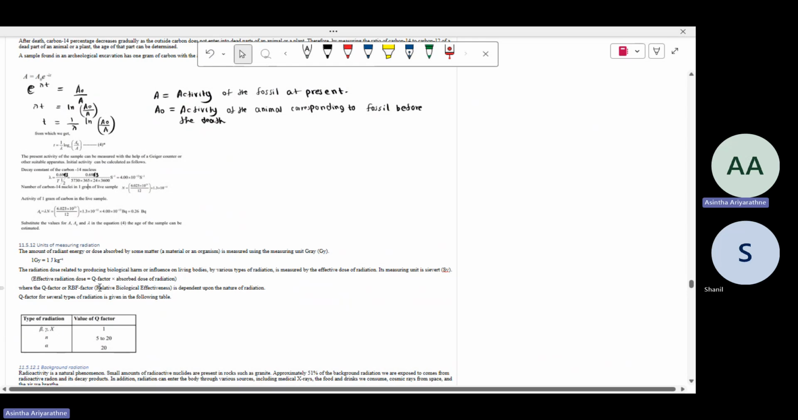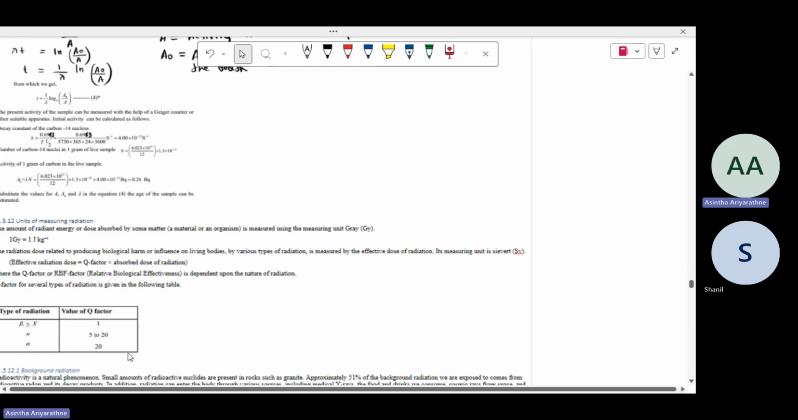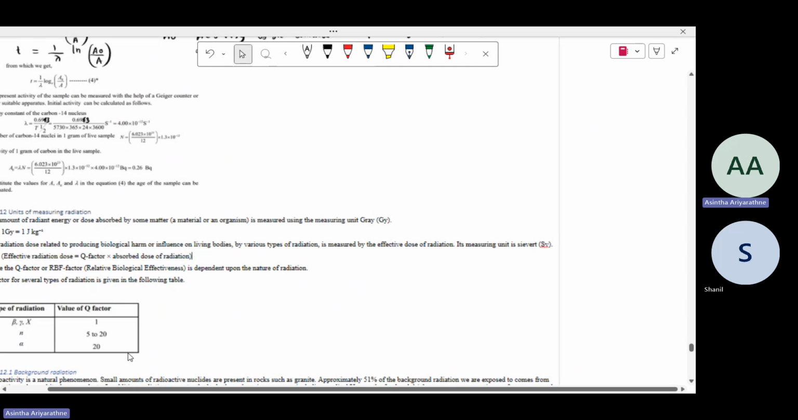That is equal to the absorbed dose of radiation times the Q factor. The Q factor should be given, and depending on the type of radiation, the Q factor varies. For beta, gamma, and X-rays, it is 1. For neutrons, it is 5 to 20. For alpha, it is 20. So you can see alpha particles are much more harmful than the others.